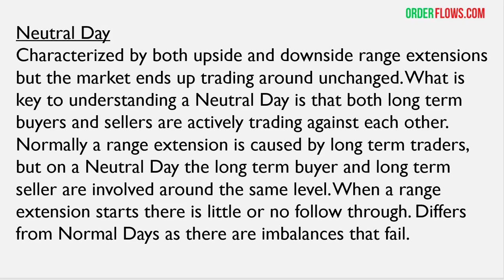Now, the last of the main day types is the neutral day, and it's characterized by both upside and downside range extensions, but the market ends up trading around unchanged for the day. What's key to understanding a neutral day is that both long-term buyers and sellers are actively trading against each other. Normally range extension is caused by long-term traders, but on a neutral day, the long-term buyer basically runs into a long-term seller, and they're butting heads at more or less the same level. So when a range extension starts, there's often little or no follow through.